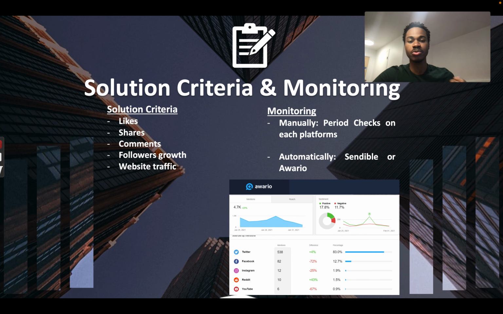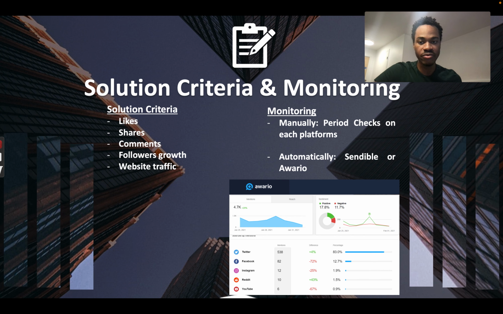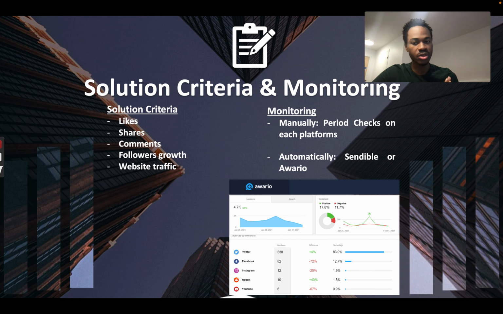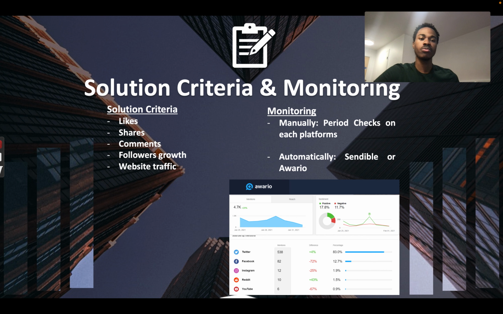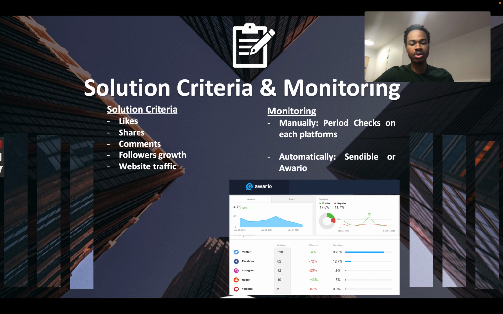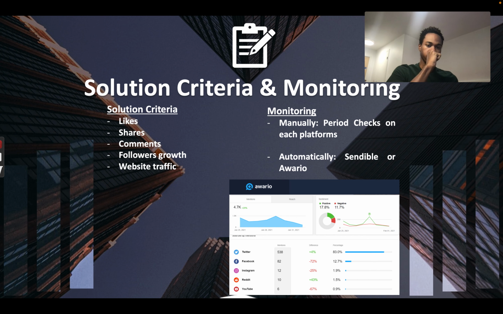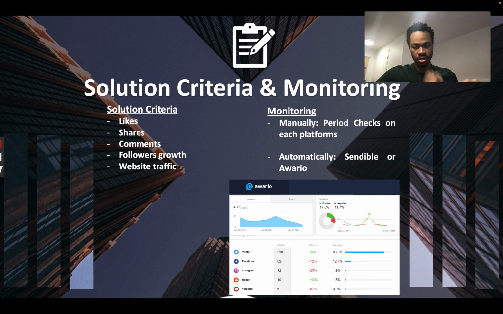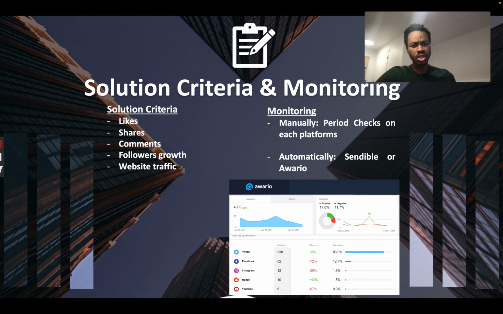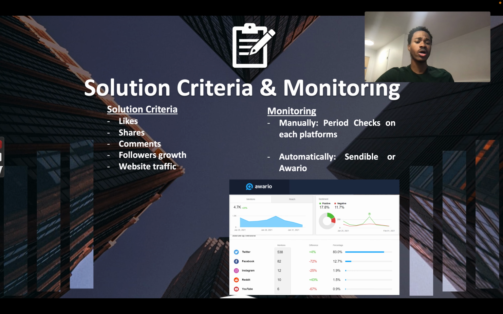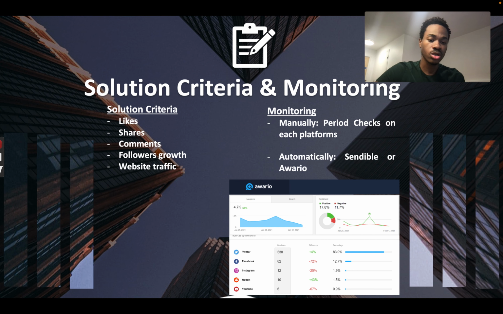Manually implies periodically checking those platforms and checking out for the likes, the shares, the comments, followers gained, website traffic. It could be done manually, basically. Or it could be done automatically with the use of software like Sendible or Vario, as shown in the screenshot below.